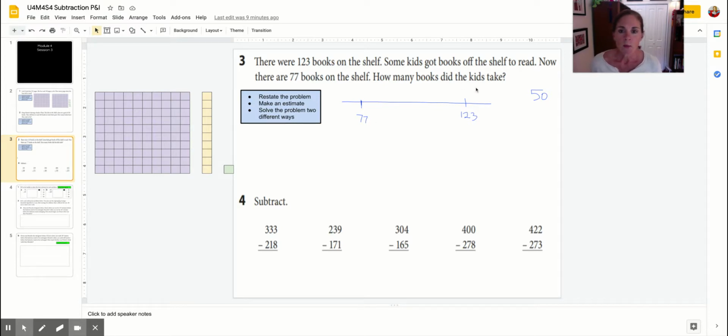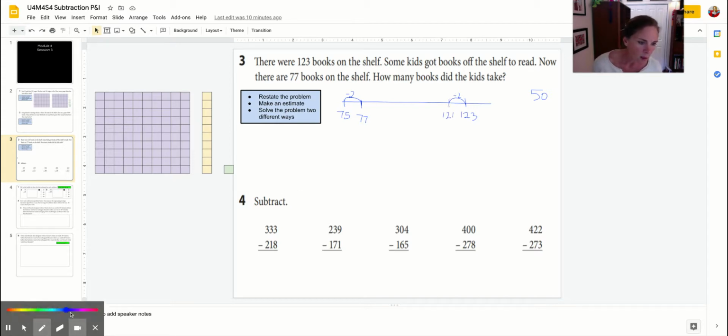I restated my problem, trying to figure out how many books the kids took. I'm going to solve this using my number line. This time I'm going to do the constant difference strategy. Because I know this is close to 20, I know 77 is close to 75, so I'm going to hop back to 75. I'm going to hop back 2, which gets me to 121.